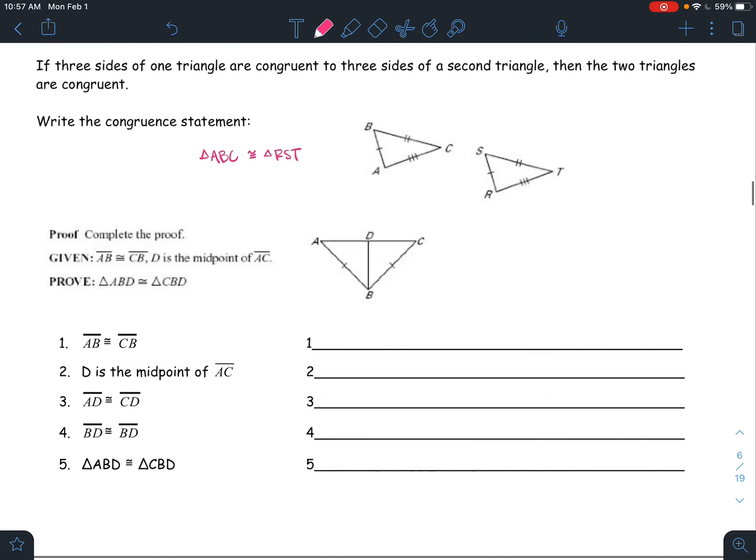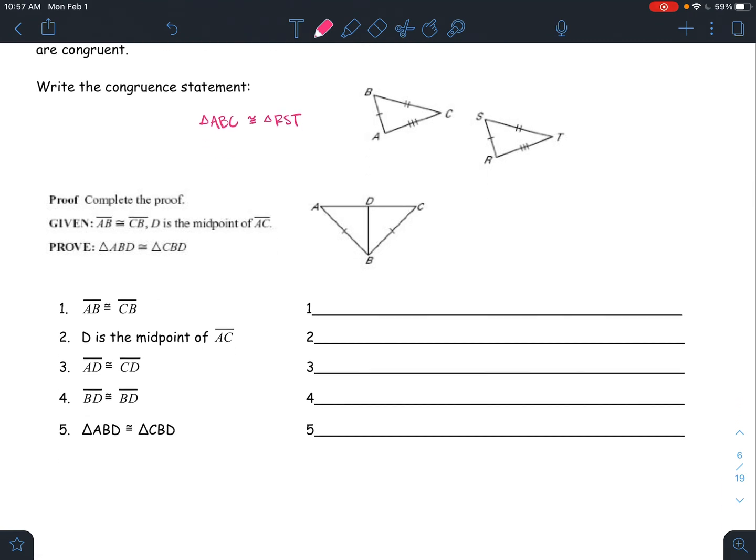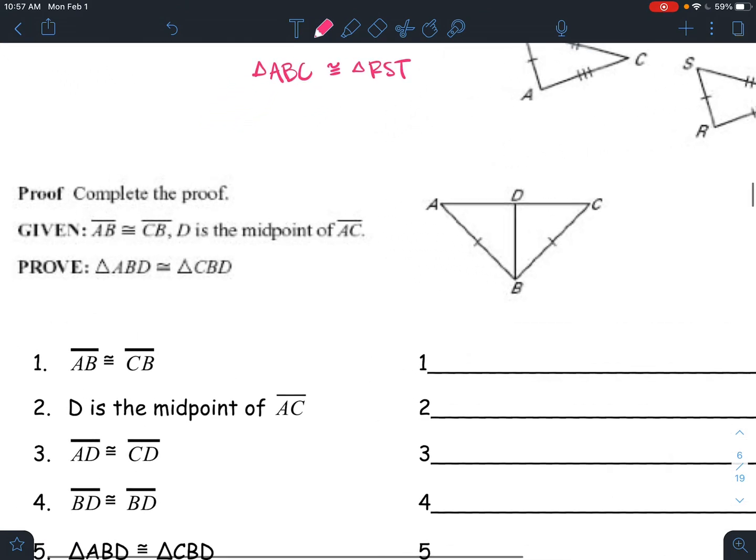So here we are trying to prove that the left side triangle is congruent to the right side triangle, and we're given a few things here in our first line. So AB is congruent to CB. I'm going to go ahead and mark those in pink. And D is the midpoint of AC. So what I'm going to do is I'm going to go ahead and mark what that means for our triangles.